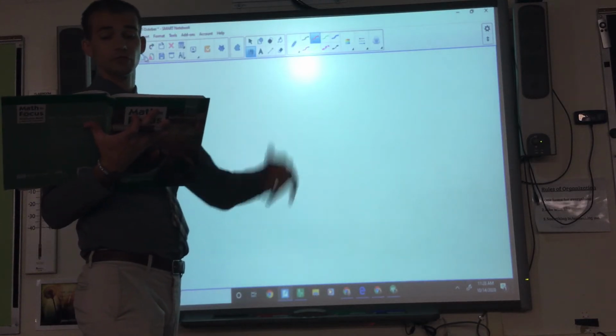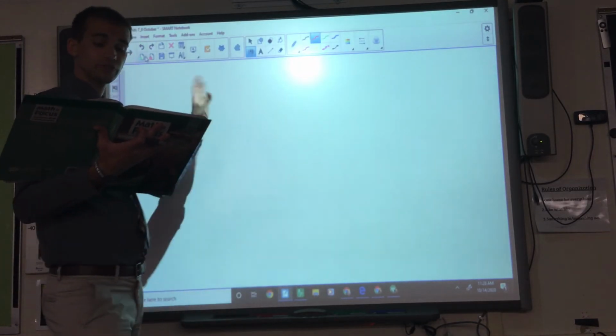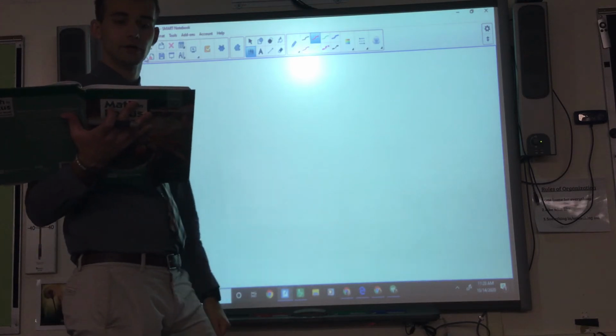Interpret the graph of a direct proportion. So you can see that graph there on page 262. Make sure you're following along with that.